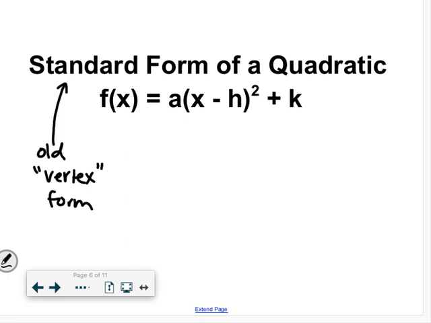There are going to be some problems on your homework where they're going to ask you to take something that's not in this standard form, and write it in standard form. So that's where we're going to go next. We're going to practice that. That's probably the toughest part of today.